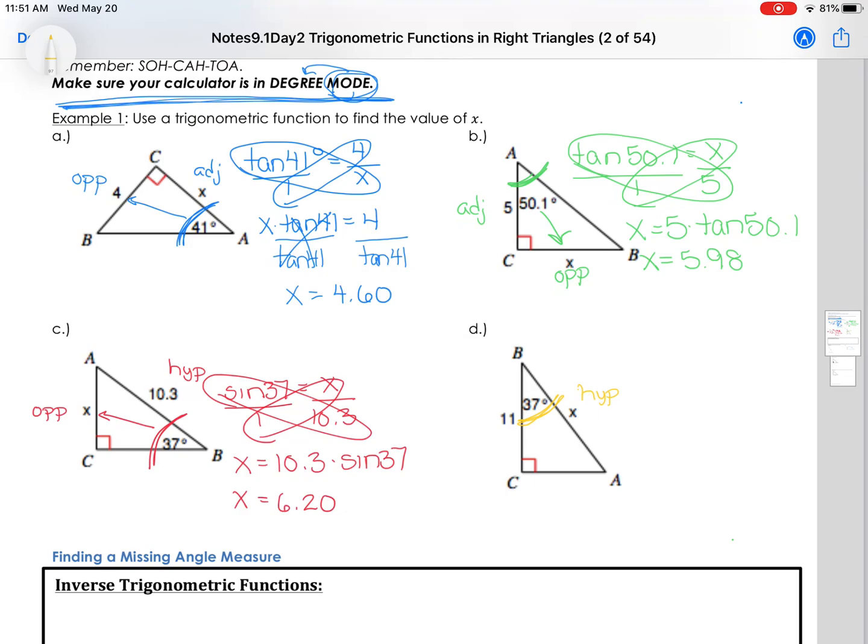All right, last one. We have x, which is our hypotenuse, and 11, which is our adjacent. Well, if we have hypotenuse and adjacent, that is cosine. So we have cosine of 37 equals adjacent over hypotenuse. Make a proportion, cross multiply, so you get x times the cosine of 37 equals 11, but in this case, we have to divide by the cosine of 37. Instead of multiplying, we're dividing, and when you divide, you should get somewhere around 13.77 for your final answer for that.